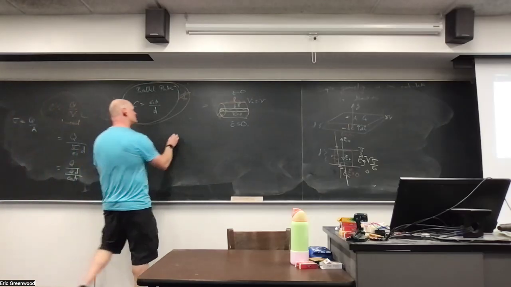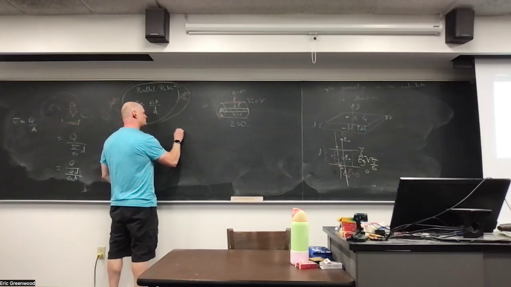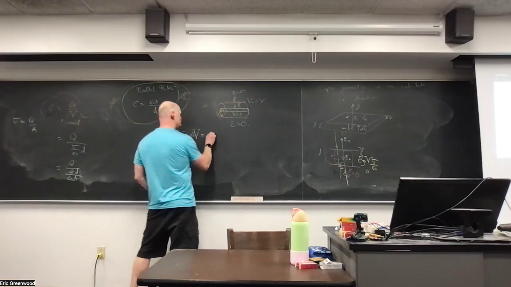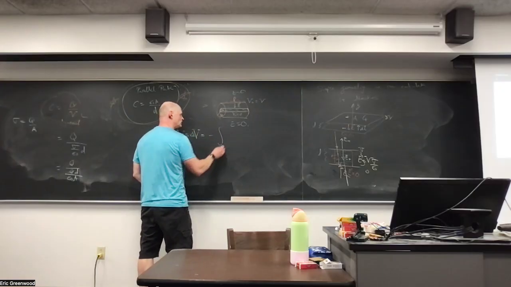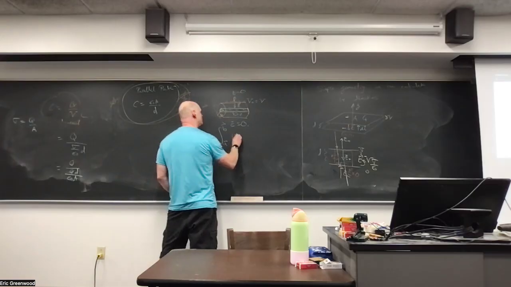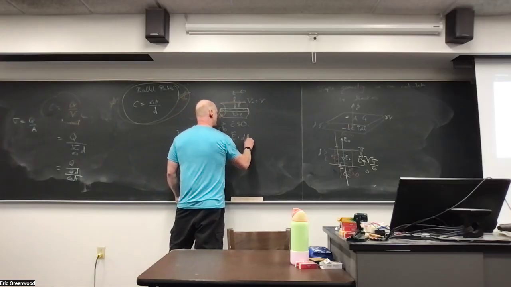So again, to determine the potential difference, we're going to say our potential V is equal to the potential difference between the two plates, which is then equal to the integral from A to B, with a negative sign, of the electric field dotted with dL.